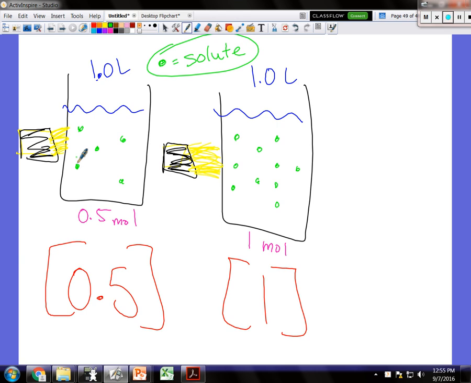Okay? So, light, as it's shot through this thing, those photons hit those molecules, and the molecules absorb the energy. Okay?